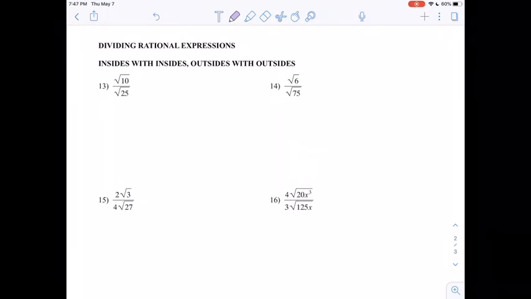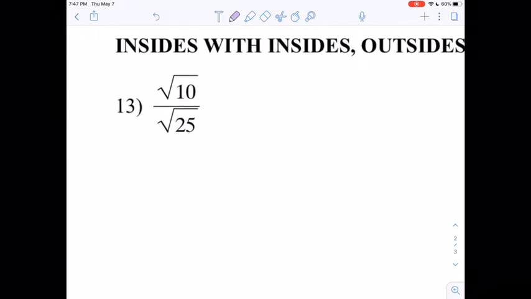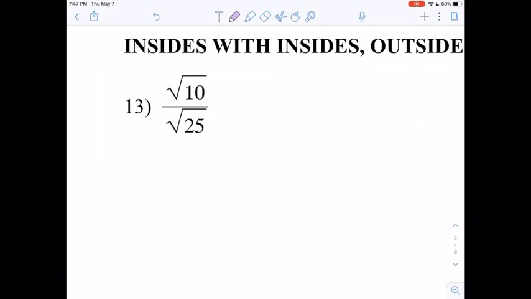So when we're dividing rational expressions, it's the same kind of idea as multiplying. You don't need like radicals, but what you're going to do is simplify inside of the radicals together and the outside of the radicals together. Okay, so first check to see, do I have a perfect square in the denominator or even in the numerator that I could simplify? And in this case, I do. So in the denominator, I see that the square root of 25 is just 5.